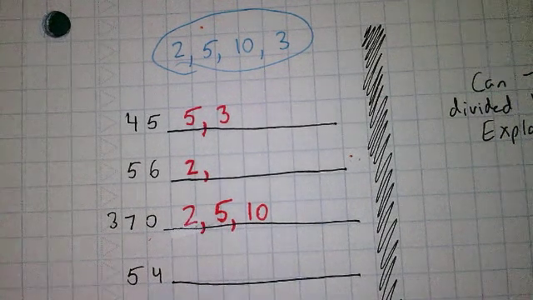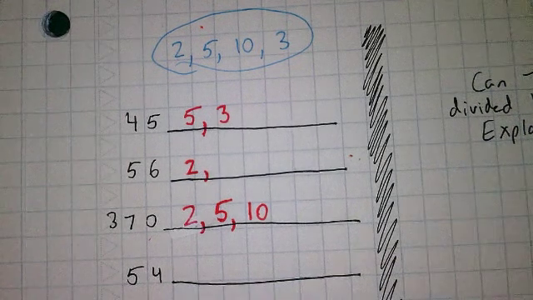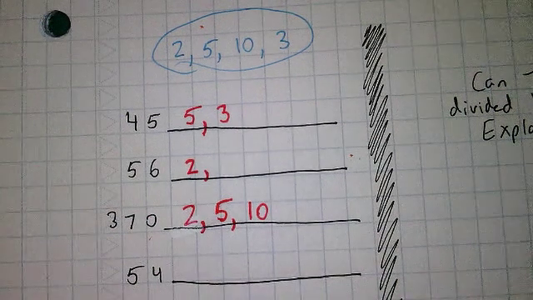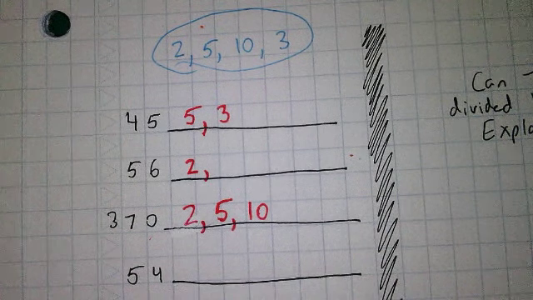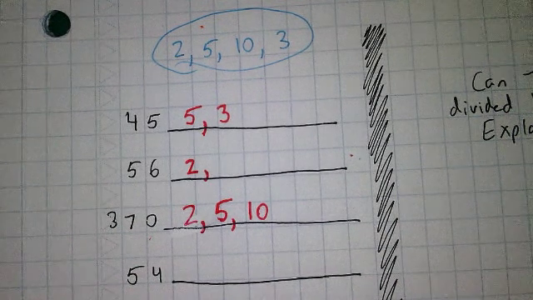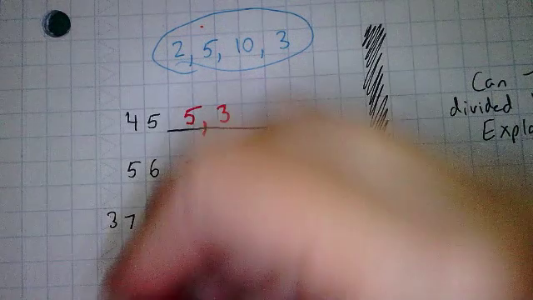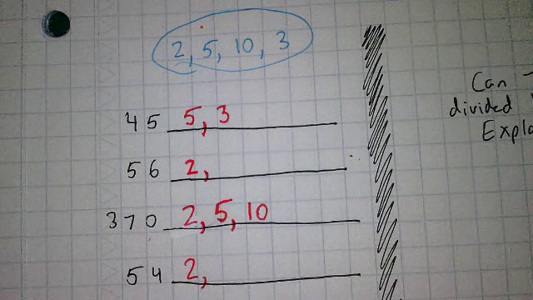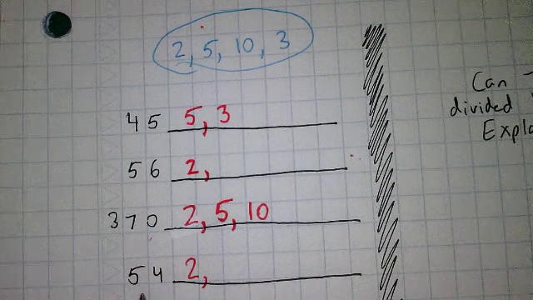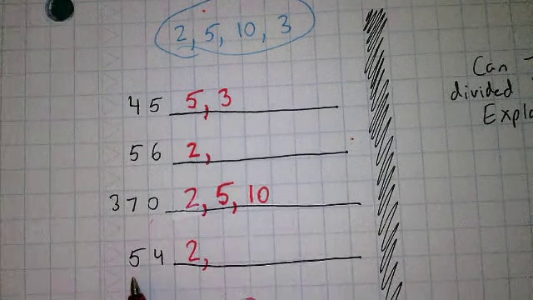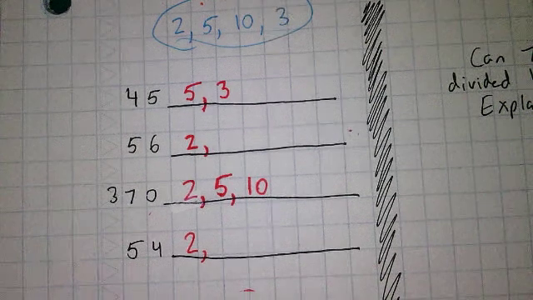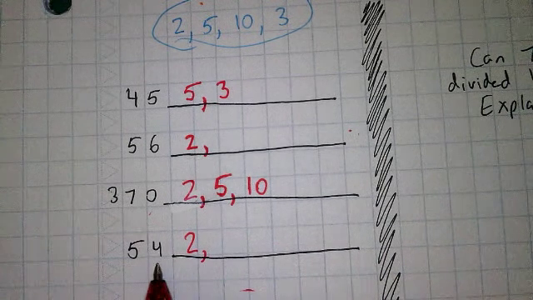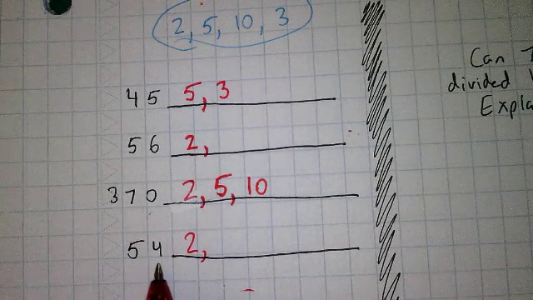And the last one here, 54. Remember, a number is divisible by 2 if its ones digit is divisible by 2, meaning all even numbers are going to be divisible by 2. Is 54 an even number? Yes, so is 54 divisible by 2? Yes. A number is divisible by 5 if its ones digit is 0 or 5. Is this ones digit a 0 or a 5? No, so can 54 be divided by 5? No. Next, a number is divisible by 10 if its ones digit is a 0. Is this ones digit a 0? No. Can it be divided by 10? No.